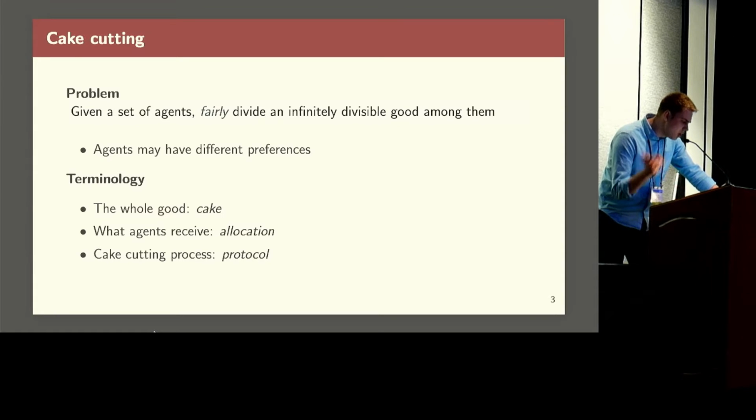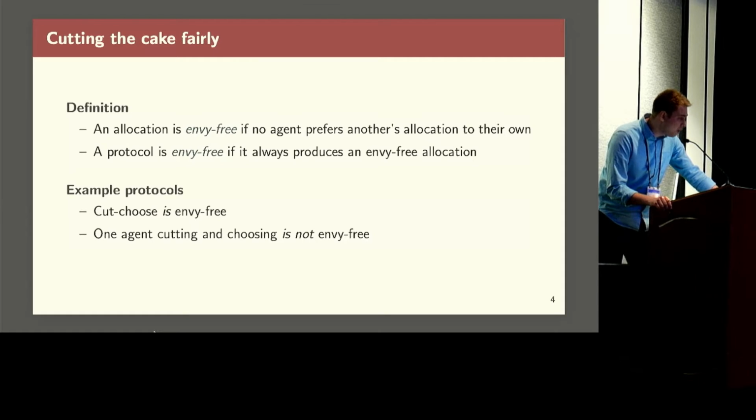But of course, what do I mean by fairly? There's a lot of notions of fairness, actually, but perhaps the most natural one for this problem is that of envy-freeness. An allocation is envy-free if no agent prefers another's allocation to their own. Stated differently, no agents would have envy over the other person's piece. And we can apply this definition on a protocol level. A protocol is envy-free if it always produces an envy-free allocation.